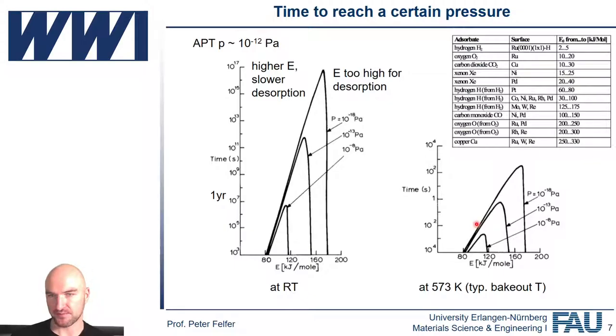And typical bakeout temperatures are somewhere between 120 degrees C and 150 degrees C. For atom probe tomography, the reason for that is below 120 degrees C, the water vapor is not coming off properly, and above 150 degrees C is really the limit for the microchannel plates. So you're going to start damaging the microchannel plates. So this is sort of the window we're working at.